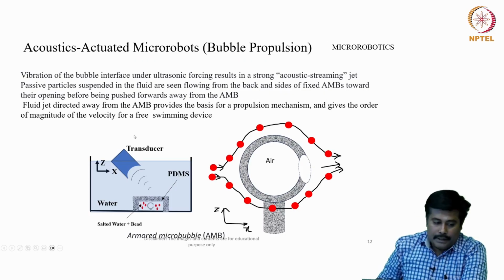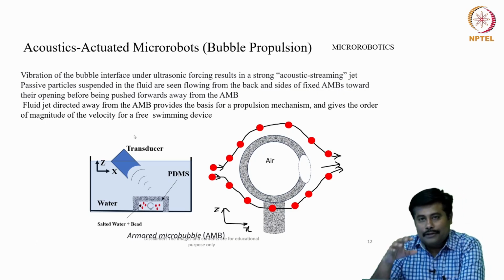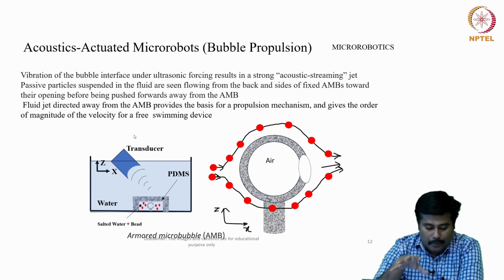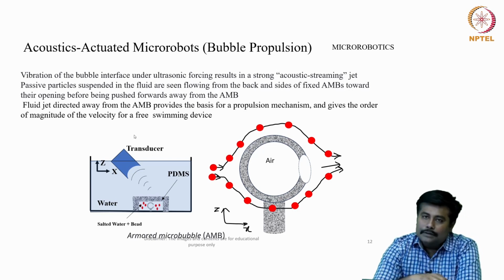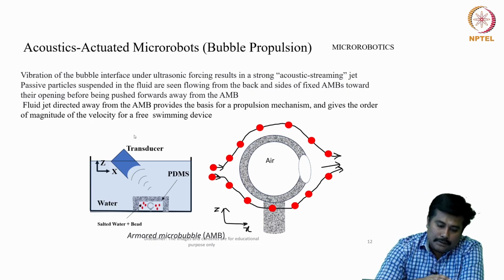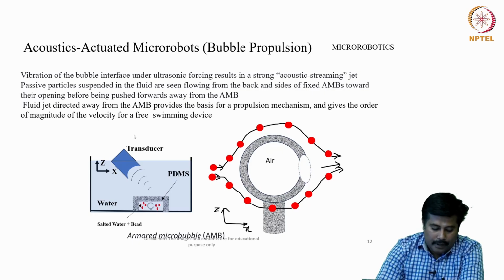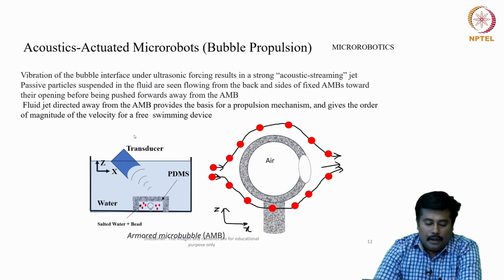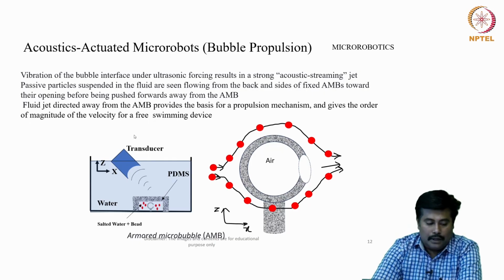Now, let us see some case studies of an acoustic actuated micro robot bubble propulsion system. If we closely observe this, it is called an armored micro bubble system. In this armored micro bubble system, we have a transducer in place, a water medium, and the PDMS structure. In order to have an actuator, there is a salt water and bead arrangement over here.